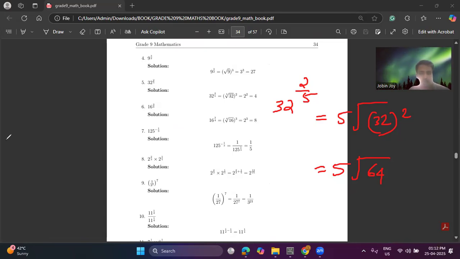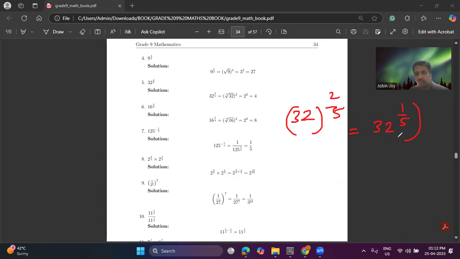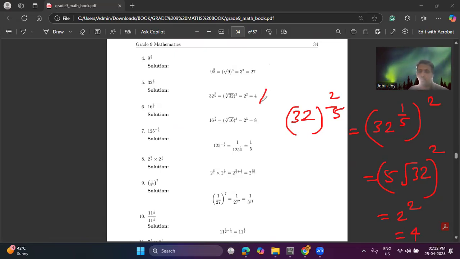Okay, so this is 32, the whole raised to 2 by 5, right? So I can write 32 raised to 1 by 5, the whole raised to 2. What is 32 raised to 1 by 5? That means the fifth root of 32, the whole raised to 2. The fifth root of 32 is 2. So 2 square, the answer is 4.